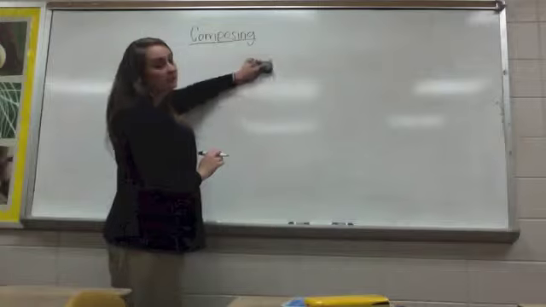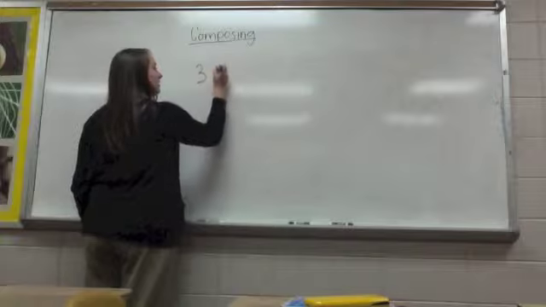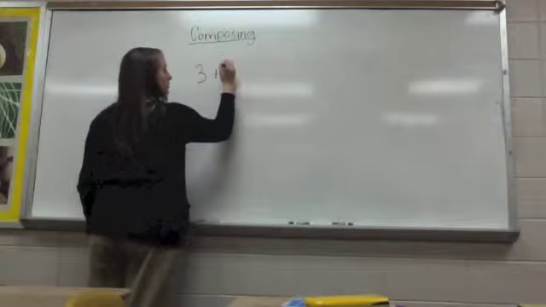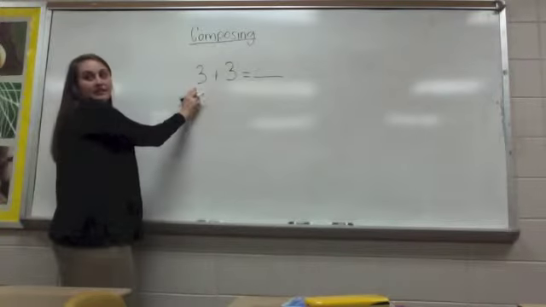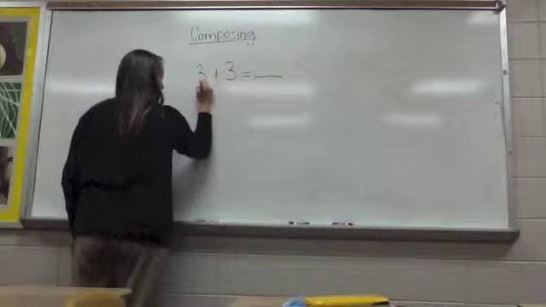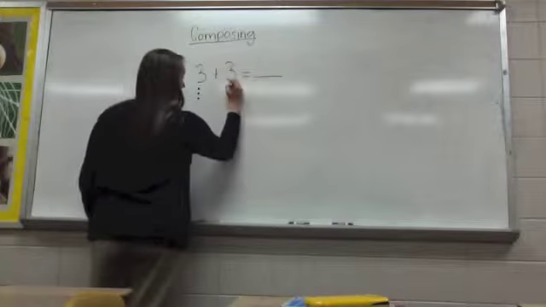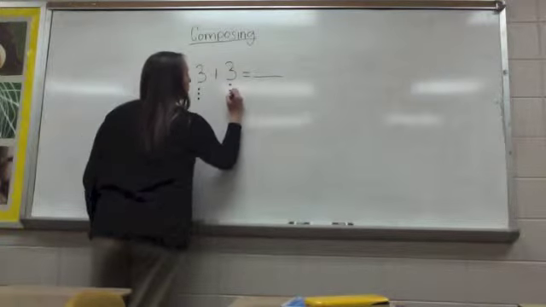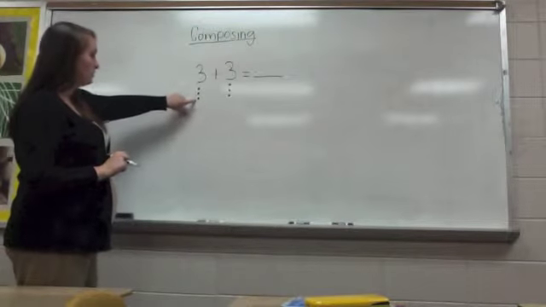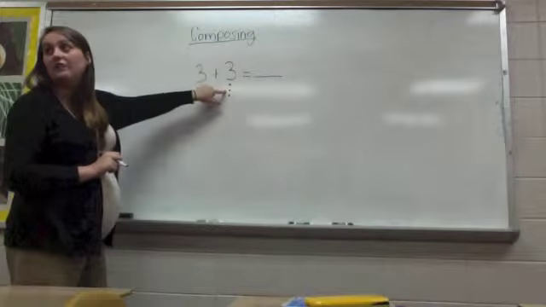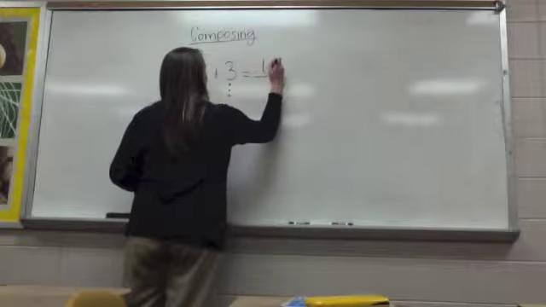All right, now we're going to step it up some. We're going to say 3 plus 3. So how many dots go underneath this? 3. So 1, 2, 3. What about this? 3. 1, 2, 3. Let's count our dots. We have 1, 2, 3, 4, 5, 6. So 3 plus 3 equals 6.